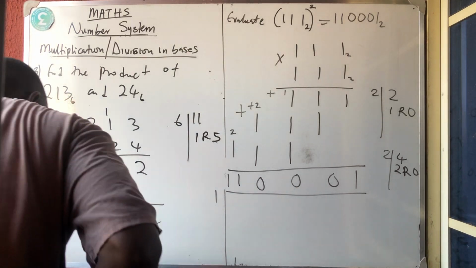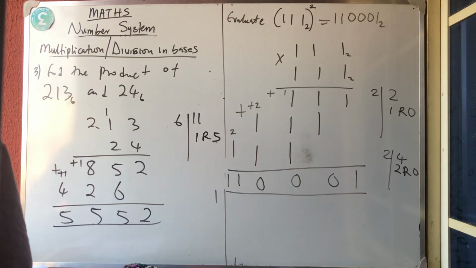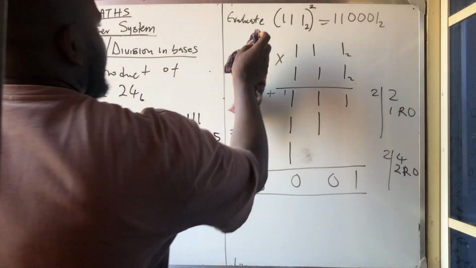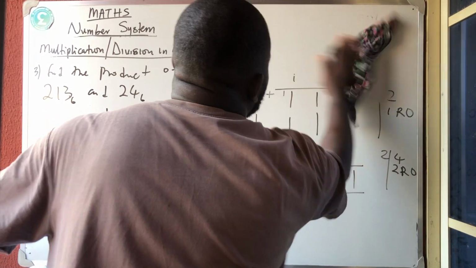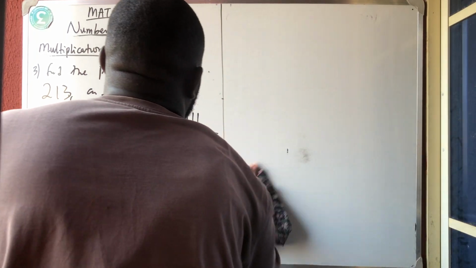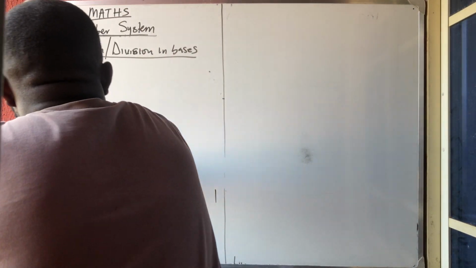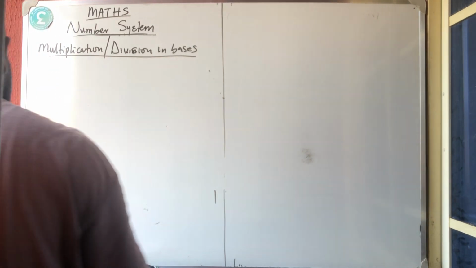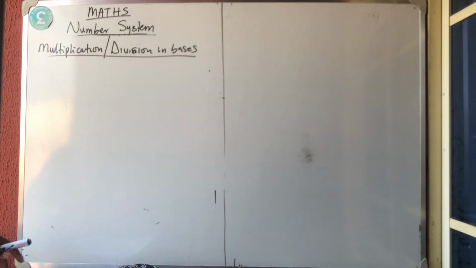Okay. So the next thing we are going to look at is the division. Let's look at division. Now in division, we cannot divide it this way. What we do is to convert them first. Convert them to base 10, then divide. After dividing, convert it back to that base 6. Or base anything that they ask you to convert it to.